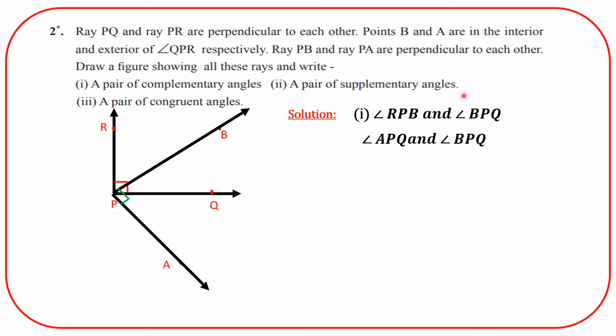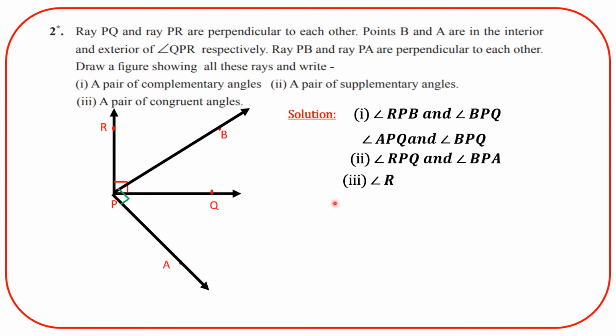Now the pair of supplementary angles. Supplementary means the sum of two angles is equal to 180. Here angle QPR is 90 degrees and angle APB is also 90 degrees. Therefore the sum of these two angles is equal to 180. Therefore these two angles are supplementary. So write down the answer: angle RPQ and angle BPA.